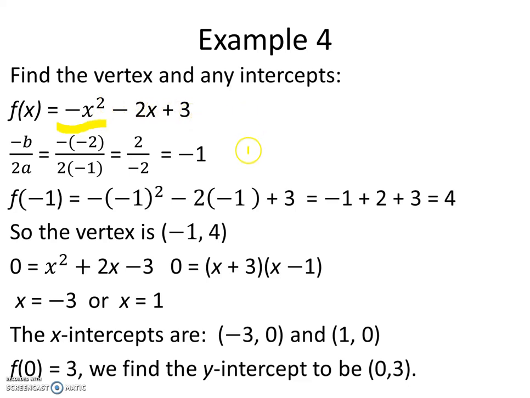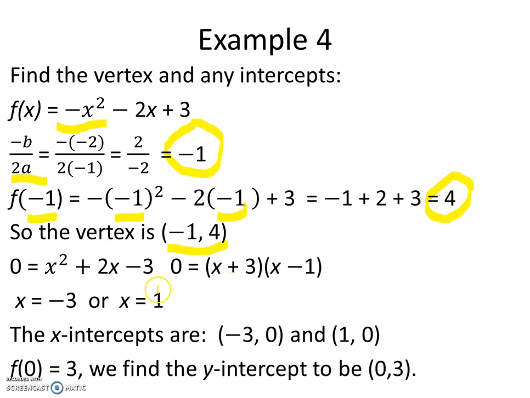But they ask us to find the vertex and any intercepts, so we'll go ahead and go to our vertex formula and plug our values in from our equation, and we find that the x value is negative 1. Then we evaluate the function at that negative 1, plugging in negative 1 wherever there's an x. And simplifying, we finally find that the value of y is 4. So the vertex then is (-1, 4).